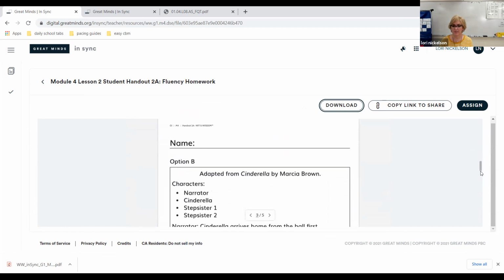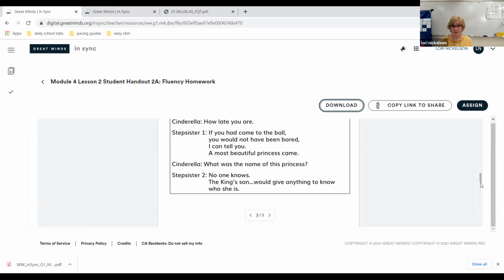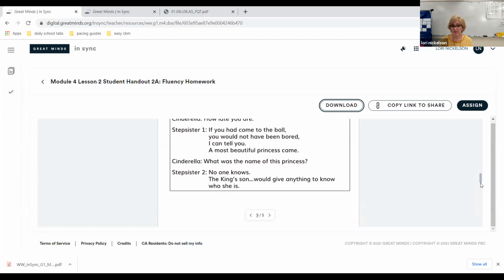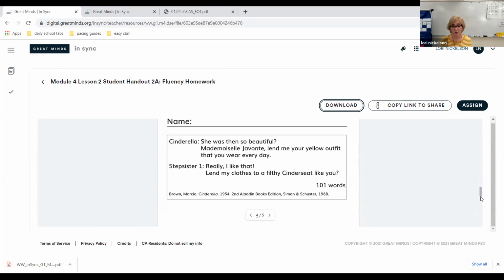Okay, let's go down to the next one. This is another one, part B. Cinderella arrives home from the first ball. Her two stepsisters knock on the door. Cinderella runs to let them in. How lucky you are, stepsister 1. If you had come to the ball, you would have been bored. I can tell you, a most beautiful princess came. What was the name of the princess? No one knows. The king's son would give anything to know who she is. She was then so beautiful. Mademoiselle Javotte, lend me your yellow outfit that you wear every day. Really? Lend my clothes to a filthy Cinderella like you?